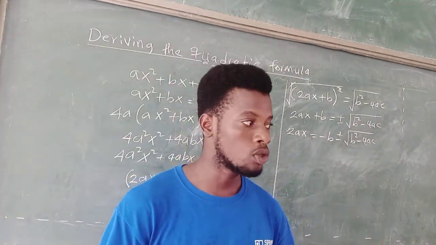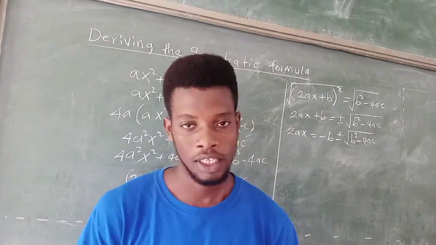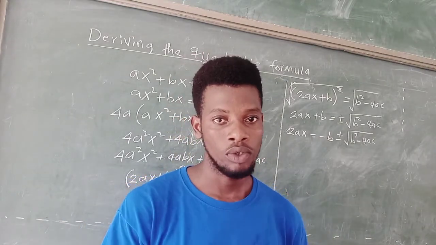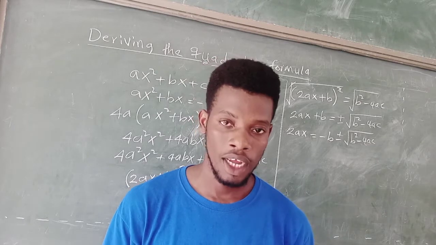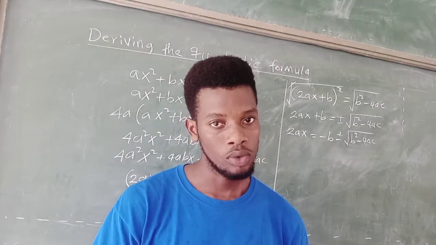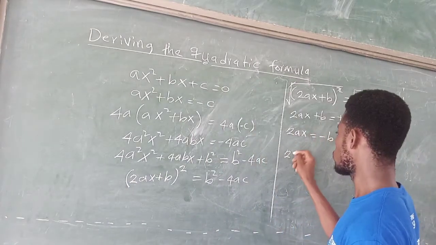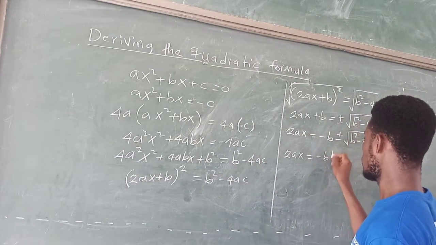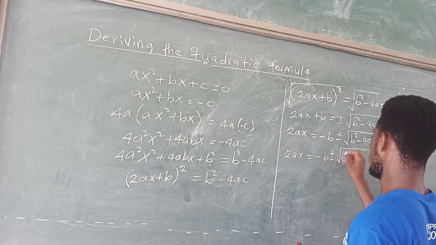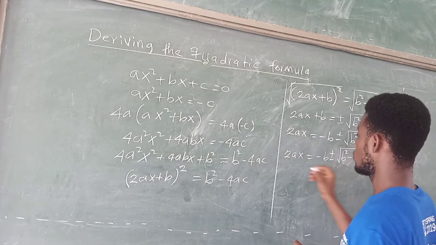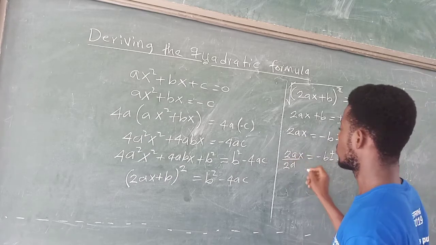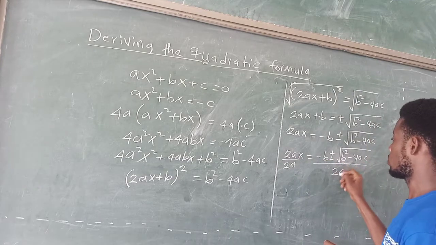Finally, we want to find the value of x. And how do we do that? We do that by dividing both sides by 2a, because 2a is a coefficient of x. So once we have 2ax is equal to minus b plus or minus the square root of b squared minus 4ac, we can divide this out by 2a. Divide this out by 2a.